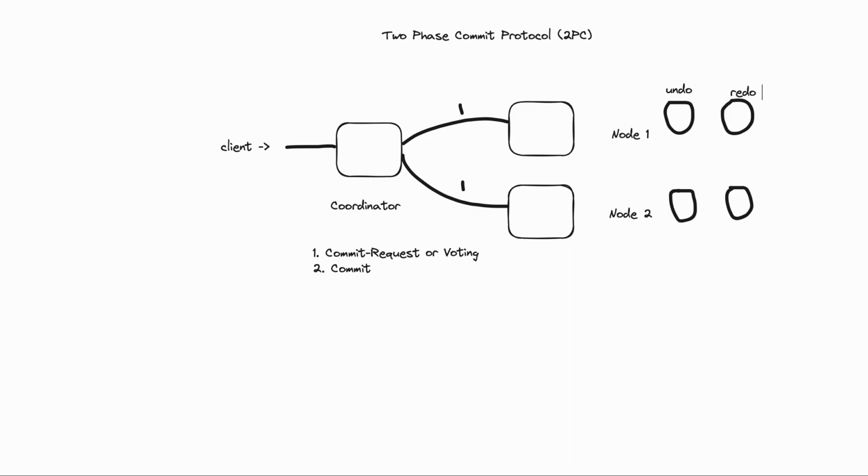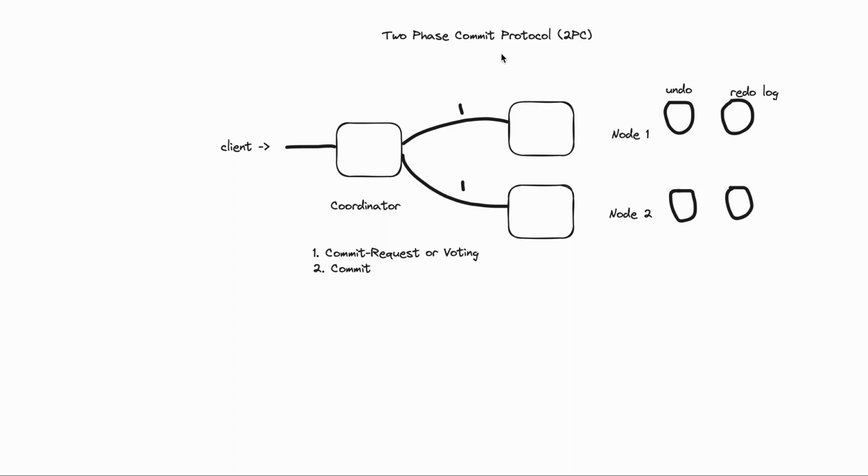This is a redo log. So when the coordinator makes a request, in the voting phase, it will persist the data in the logs. So data is not committed yet. It has only been persisted here. Then it will send a yes or no. Yes or no means whether the transaction can proceed or not.